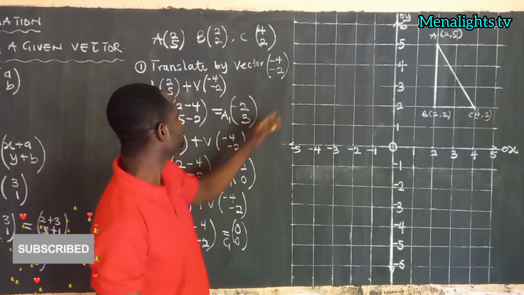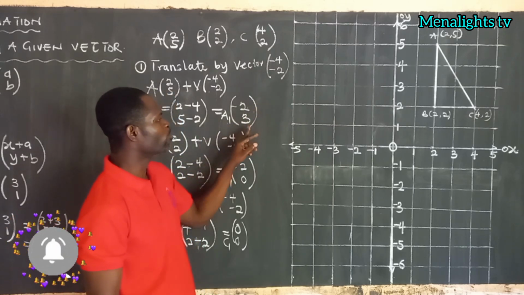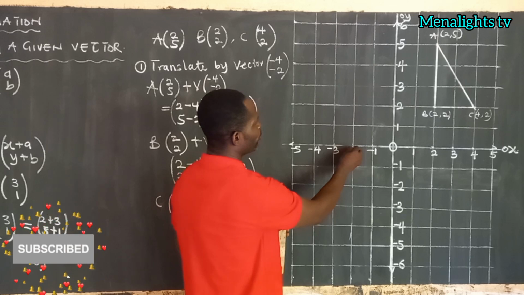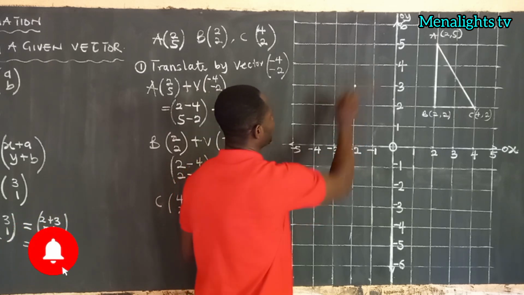So now let's plot the points that we have. So the first one, A1, (-2, 3). So negative 2, positive 3. We have it here.